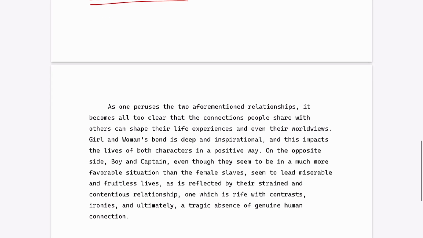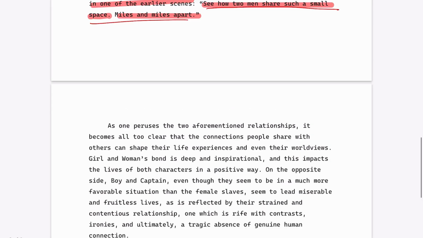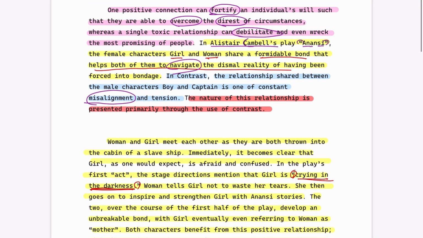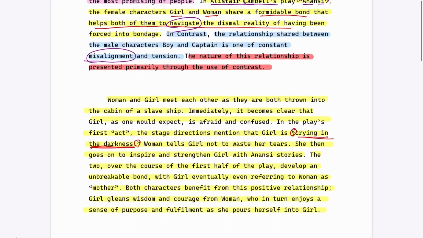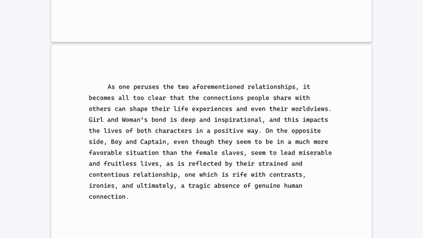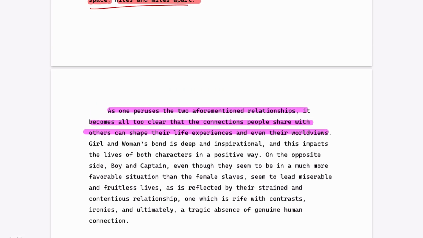So first of all, I'm gonna use these same colors to highlight where these different pieces of the question are reiterated in the conclusion. As one peruses the two aforementioned relationships, it becomes all too clear that the connections people share with others can shape their life experiences and even their worldviews. So it sounds like a nice intro to the conclusion, right? It kind of wraps up what we would have learned from the body paragraphs.